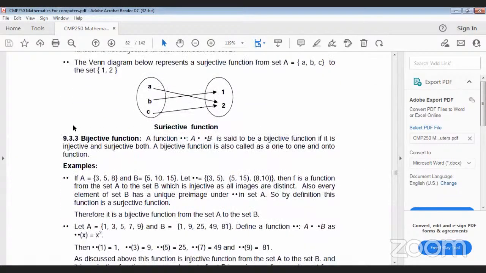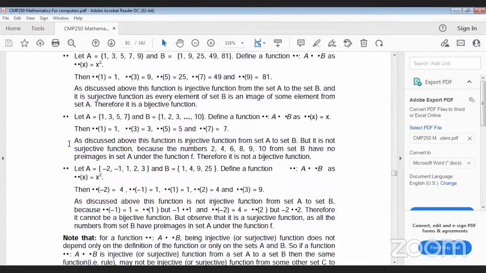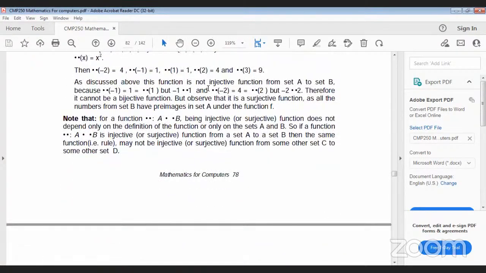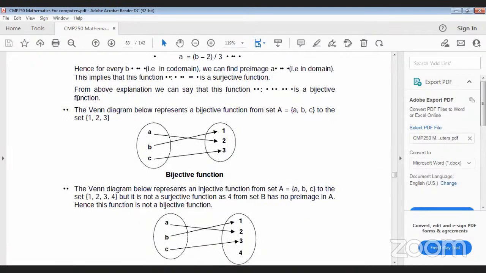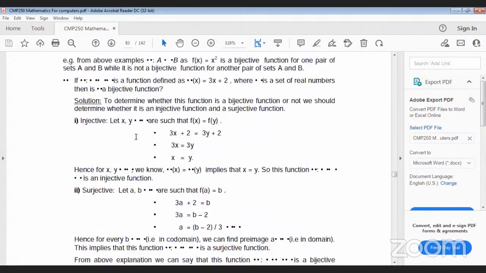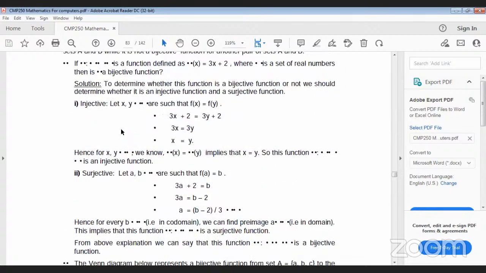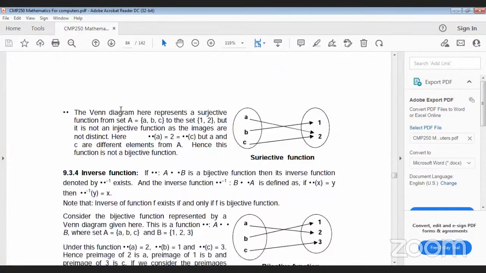And after this are bijective functions. Now bijective, by the term, bi means what? Two. So bijective functions are those which are injective and surjective both. Means they are one-one as well as onto functions. Should we take an example? Let's take this one. Where is the formula for that?